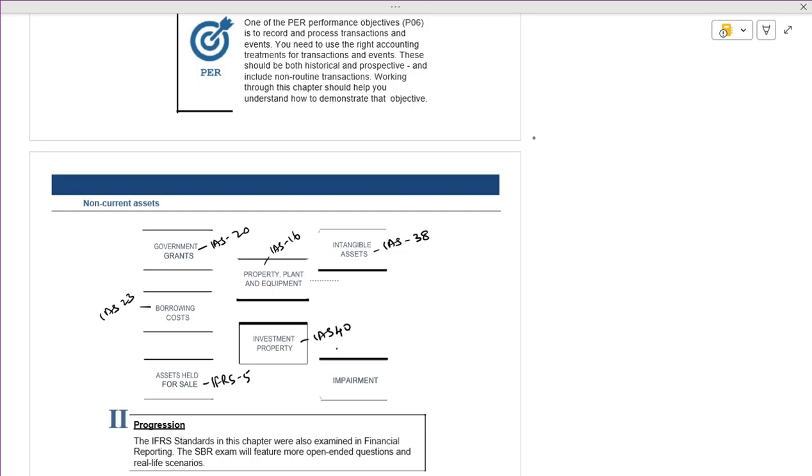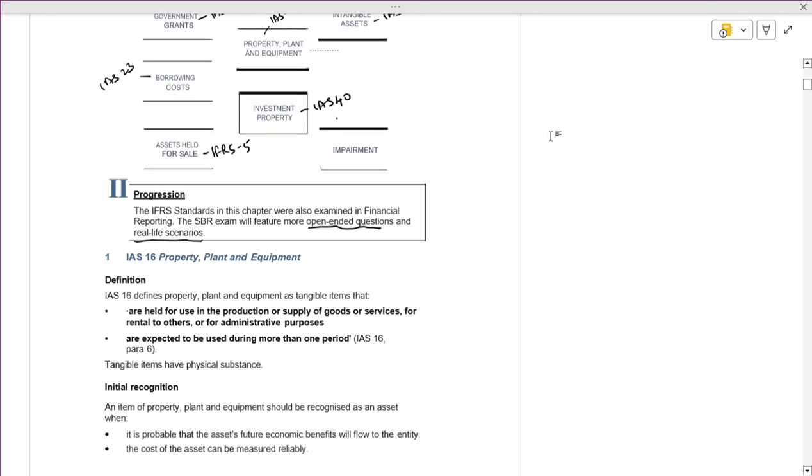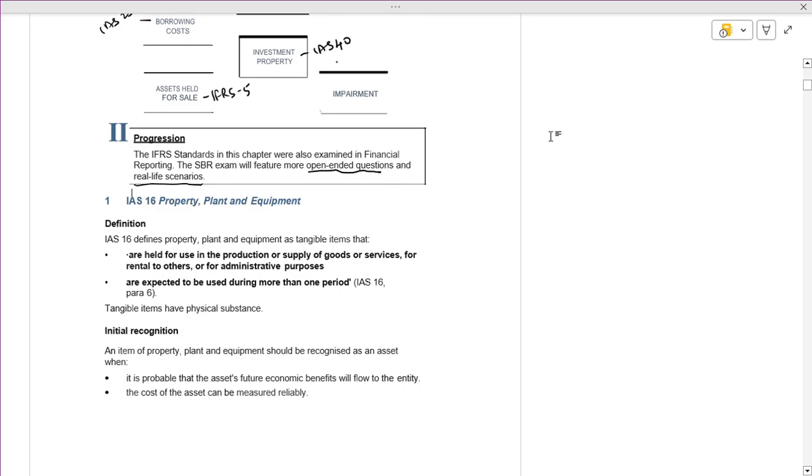People who have done financial reporting know this has been examined. If you go through my lectures of financial reporting, it has been mentioned there. SBR will have more open-ended questions, definitely, and they will say it is real-life scenarios. Very specifically, concepts are very important. If we miss even one clause, one rule, one guideline, it will definitely be very difficult to carry forward.